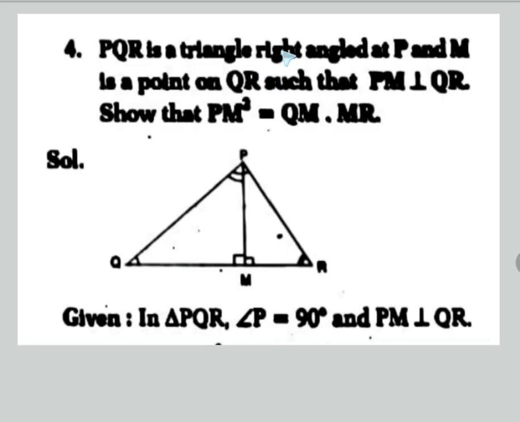PQR is a triangle, right angled at P, and M is a point on QR such that PM is perpendicular to QR, so that PM square is equal to QM into MR. Now in triangle PQR, P is 90 degrees, and PM is perpendicular to QR.